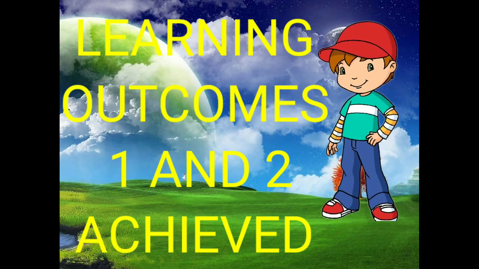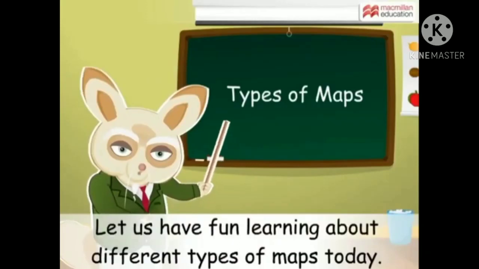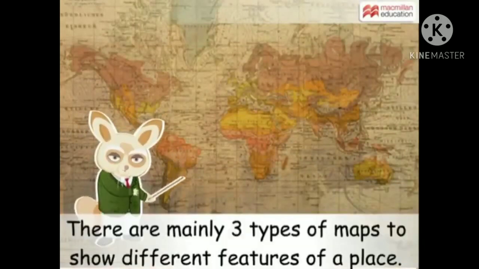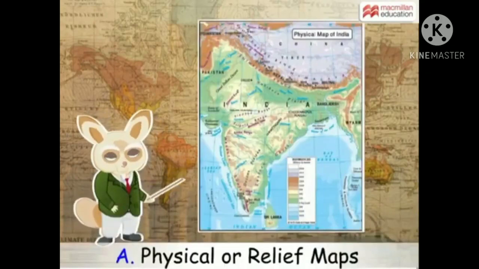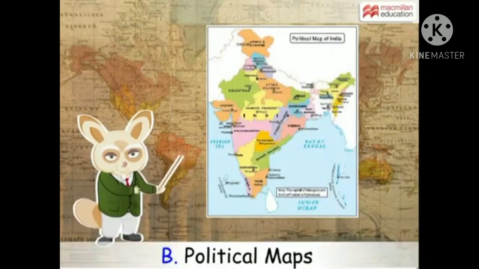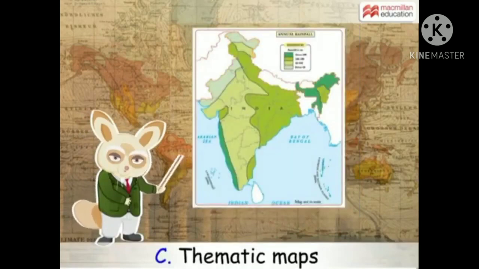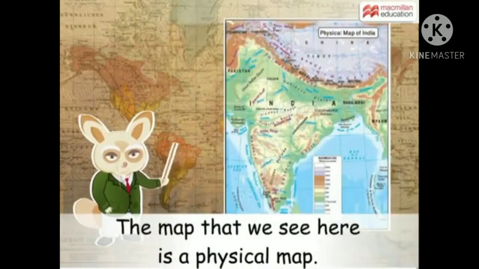So, our learning outcomes 1 and 2 have been achieved here. Let's know more about the maps. Types of maps today. There are mainly 3 types of maps to show different features of a place: physical or relief maps, political maps, and thematic maps. The map that we see here is a physical map.